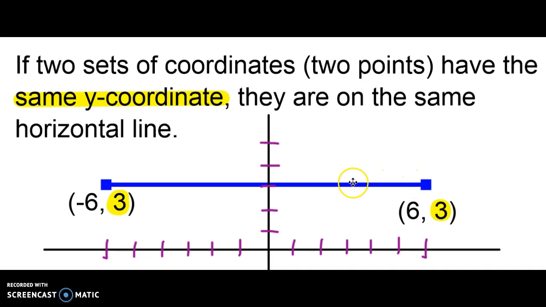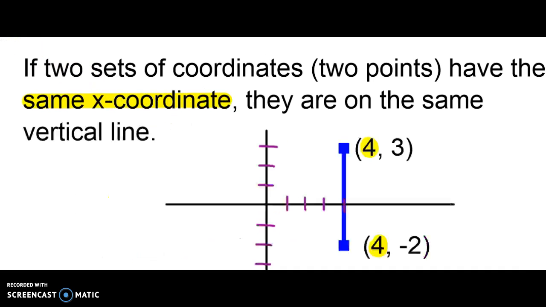So I could pick any point along this line, -5, 3, -4, 3, -3, 3, 0, 3, and they are all on the same horizontal line because the y coordinate is the same.